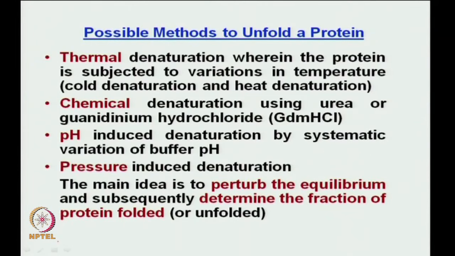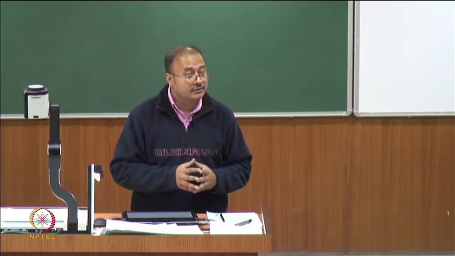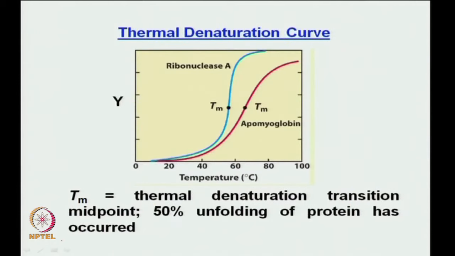So, in unfolding, what is the main idea? The main idea is that you plot out the equilibrium, and once you plot out the equilibrium, then you determine the fraction of the protein that is unfolded. Okay. So, this is the typical thermal denaturation curve, right.